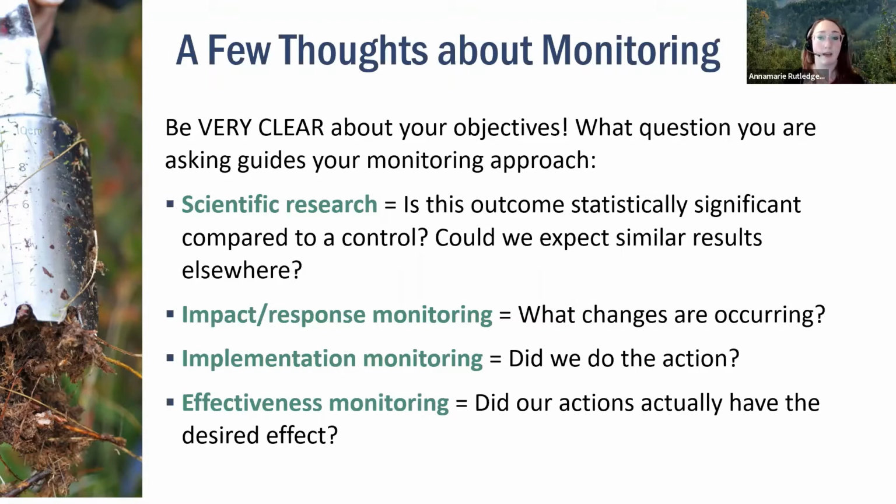And then we have implementation monitoring, which can be useful if we're implementing an action because of climate change, and we want to monitor the execution of that change. And this is often a yes or no type of observation. And then lastly, we have effectiveness monitoring. So if you define the desired effect, did it work, and how will you know if it worked?